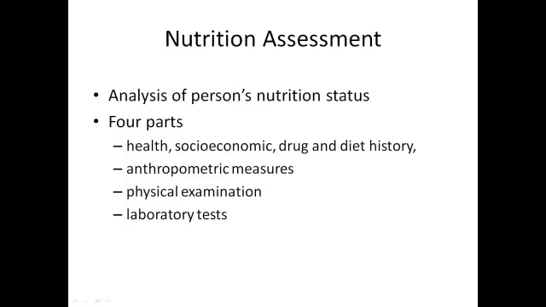So, how do we know a person's nutrition status? Well, we take a nutrition assessment. A nutrition assessment will give a good overall snapshot of a person's health. There are 4 parts to the nutrition assessment. The first part is a health, socioeconomic, drug and diet history. Next, you take anthropometric measures. Then, you have a physical examination. And the last part are laboratory tests.